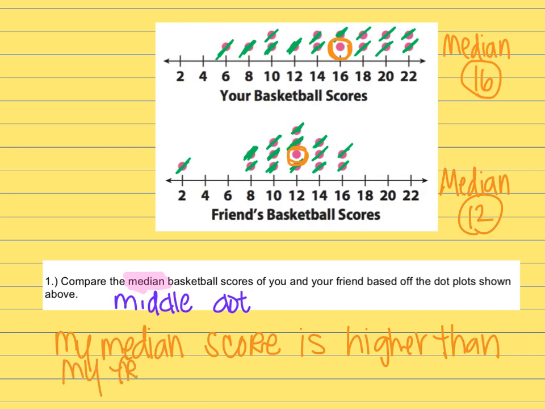Because that's a comparison statement. I'm comparing myself to my friend. And then I've already put what the exact numbers are over here. Now, if you're in my class, doing our homework on our iPad is going to be awesome, because if you had to use the same graph again, I could erase these lines and then redo my calculations with the next question.